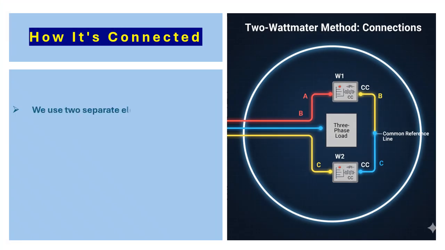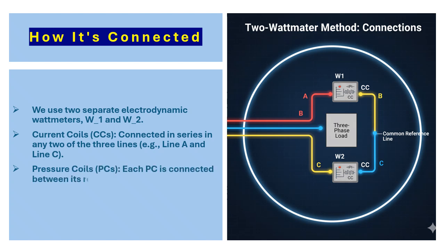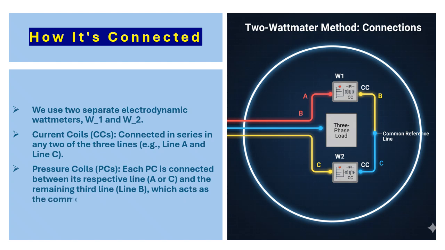How is it connected? We use two separate electrodynamic wattmeters, W_1 and W_2. Current coils, CC, are connected in series in any two of the three lines, e.g., line A and line C. Pressure coils, PCs: each PC is connected between its respective line, A or C, and the remaining third line, line B, which acts as the common reference point.